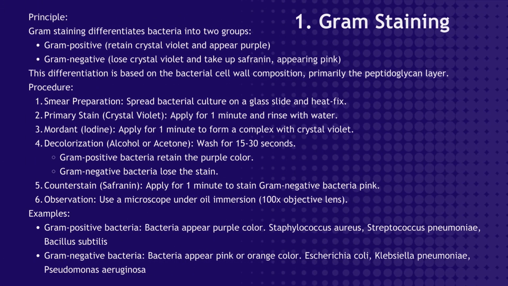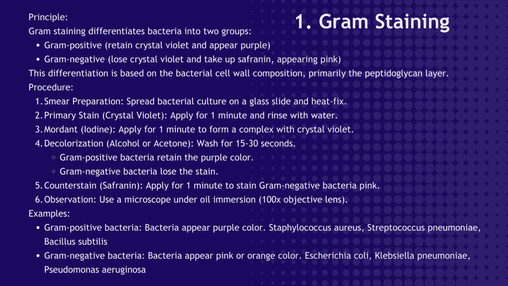Procedure: smear preparation. Spread bacterial culture on a glass slide and heat fix. Primary stain, crystal violet. Apply for 1 minute and rinse with water. Mordant, iodine. Apply for 1 minute to form a complex with crystal violet. Decolorization, alcohol or acetone. Wash for 15 to 30 seconds.